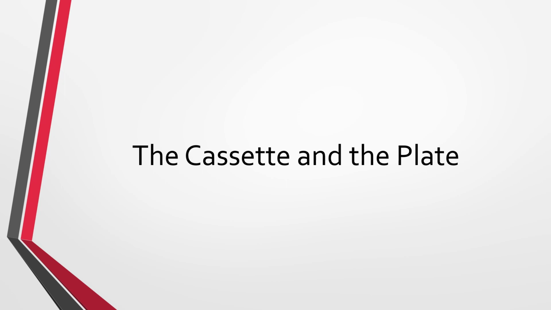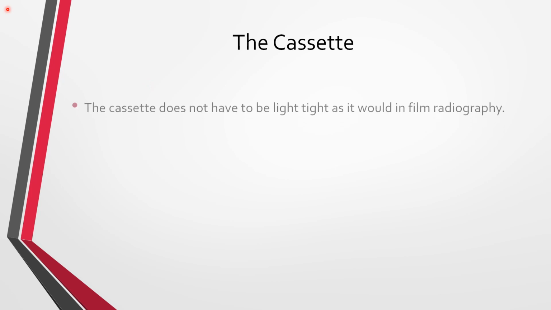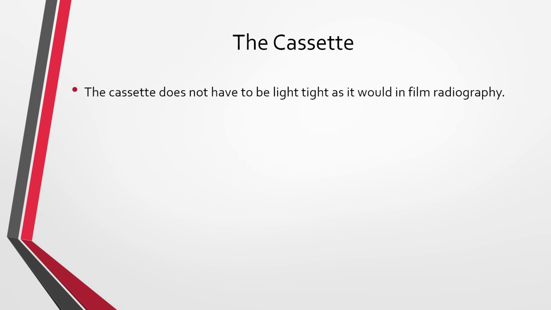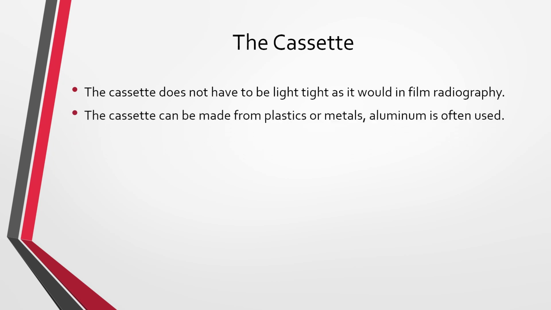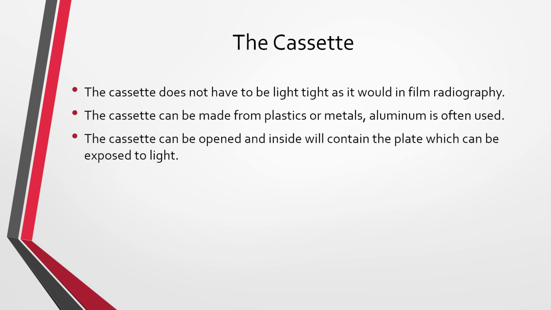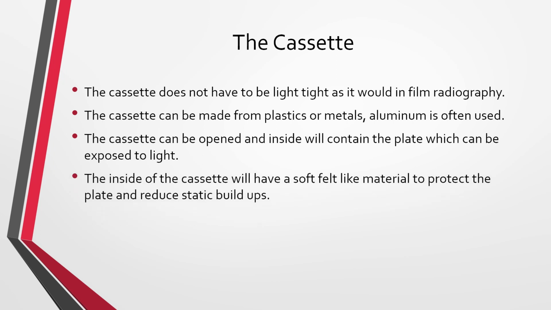Now we'll talk about the cassette and the plate in CR. The cassette does not have to be light tight as it would in film radiography. The cassette can be made from plastics or metals. Aluminum is often used. The cassette can be opened, and inside will contain the plate, which can be exposed to light. If the film was exposed to light, it would be useless. It would fog out, we would say. The plate of the cassette will have a soft felt-like material to protect the plate and reduce static buildup.